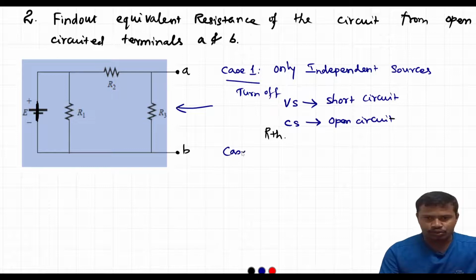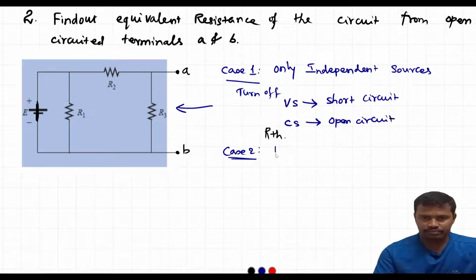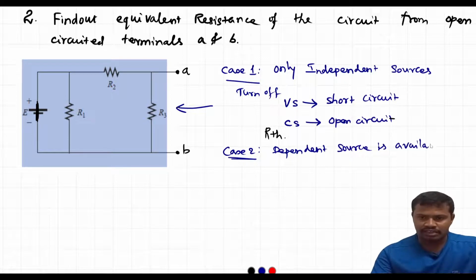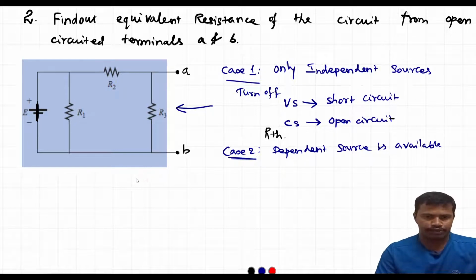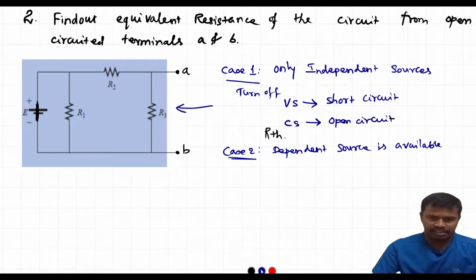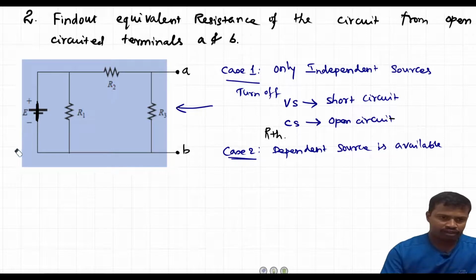In case 2, if a dependent source is available, it is very difficult to find the equivalent resistance because the dependent sources are controlled by the circuit variables. Now we will draw the circuit.